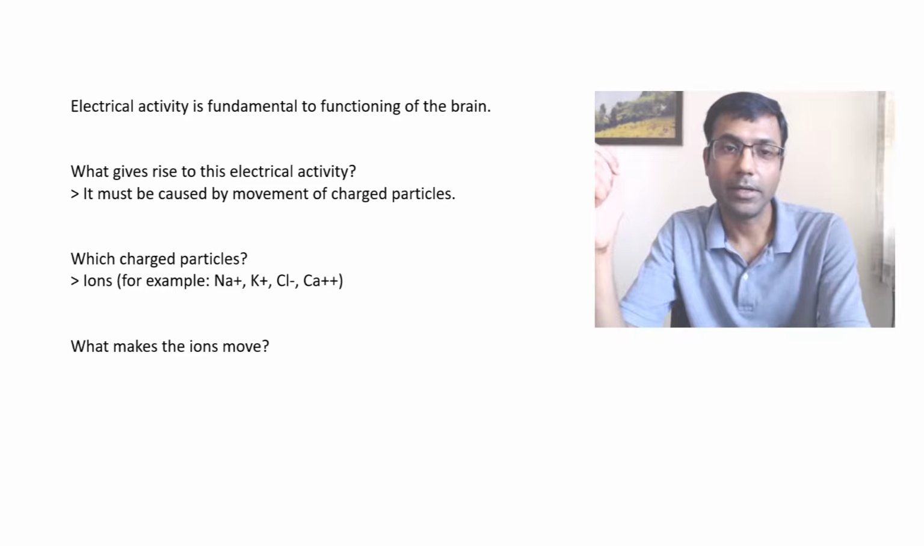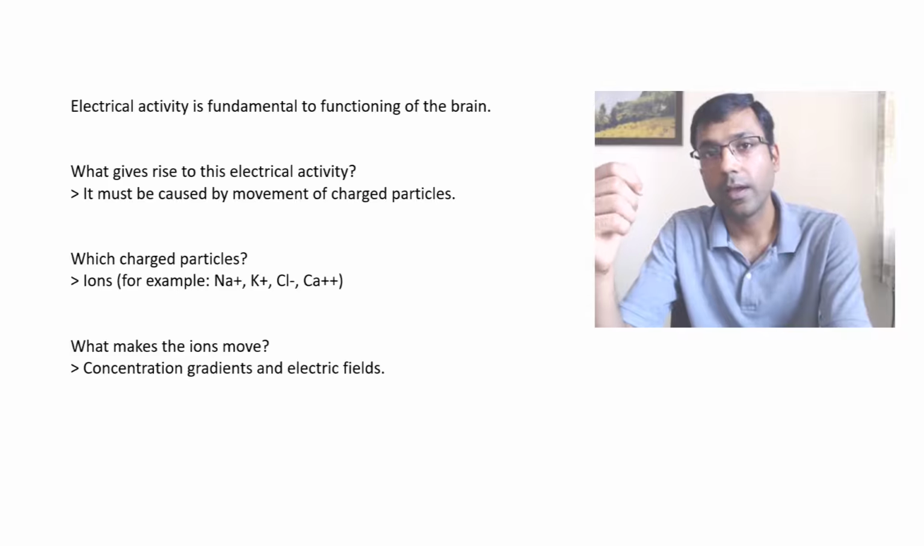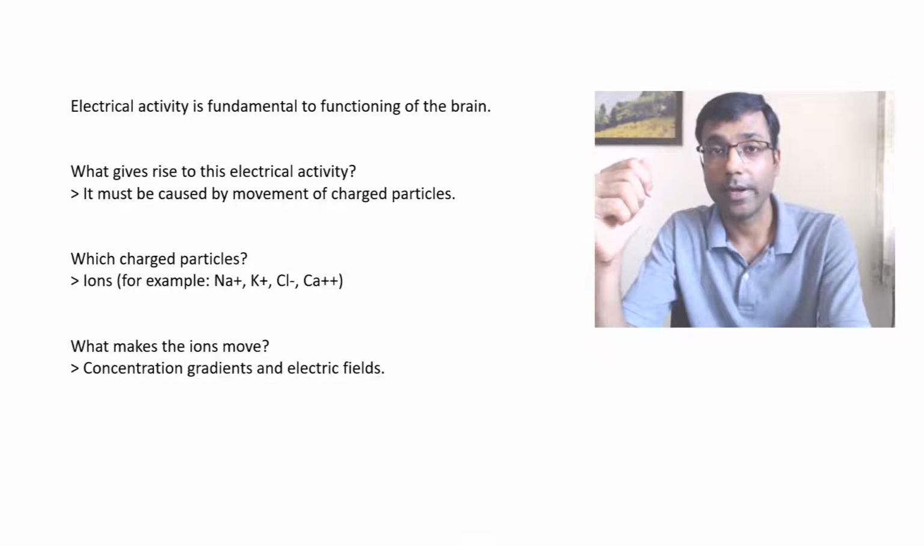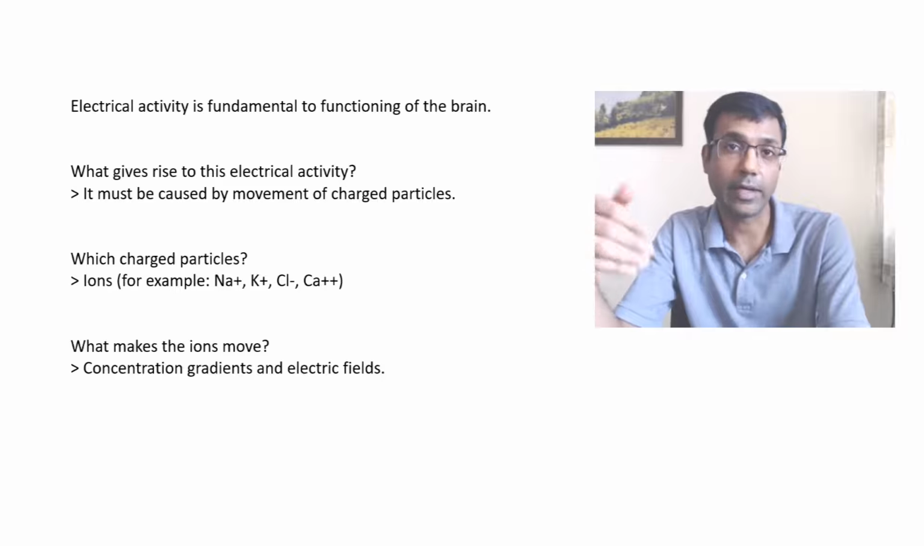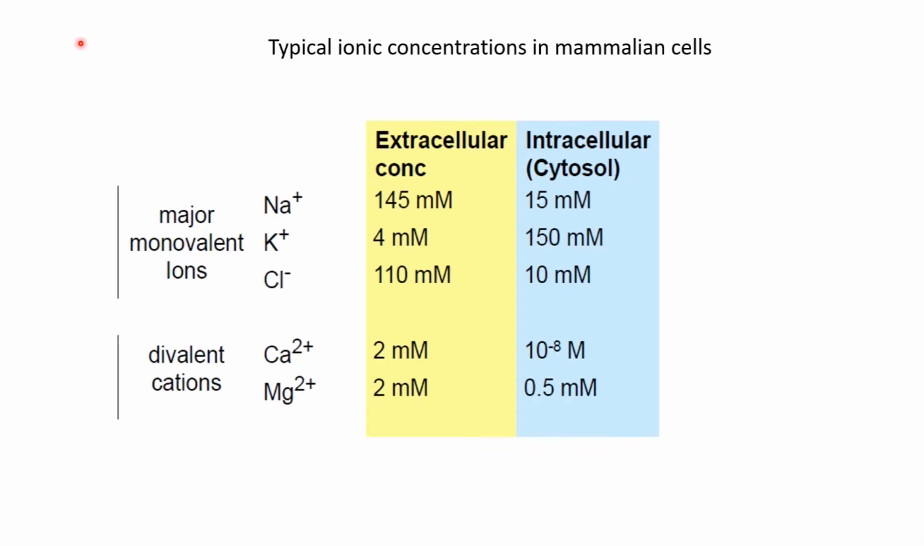Okay, so now let me tell the answers. What is the driving force, or what makes the ions move? So there are actually two driving forces, in fact. So the first one is electrical gradient, and the second one is concentration gradient. And now we will see how these gradients are generated and then how they result in the electricity in the brain. Now let's take a look at the concentrations of different ions inside the neurons.